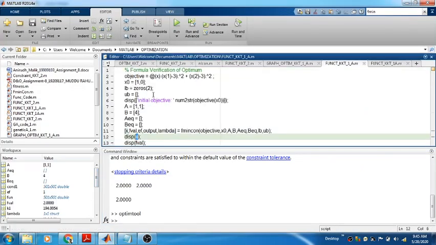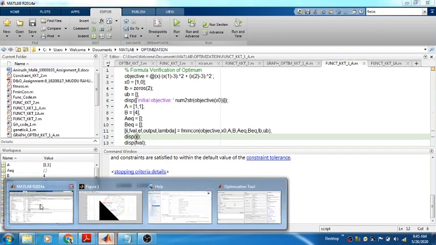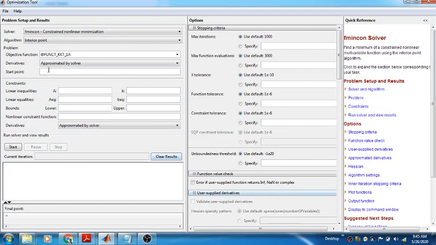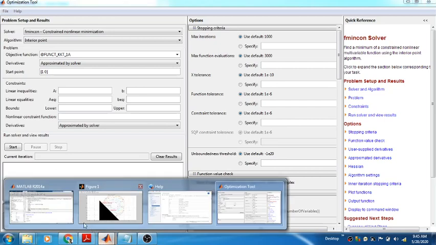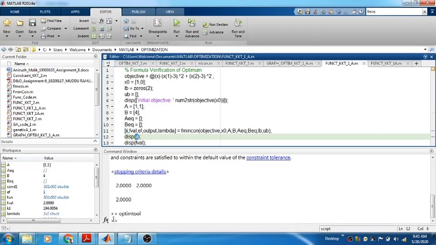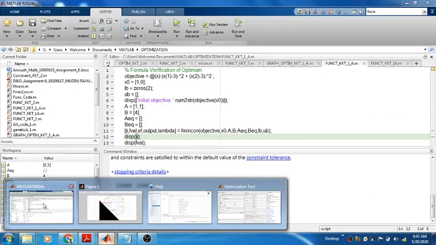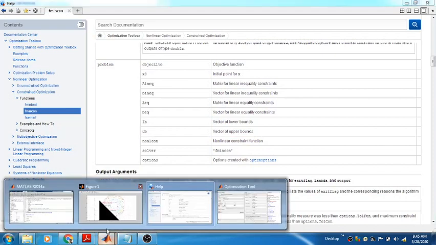If you see this problem, the starting point I took is 1 and 0. I must put here 1 and 0. The same value, I have taken 1 and 0.